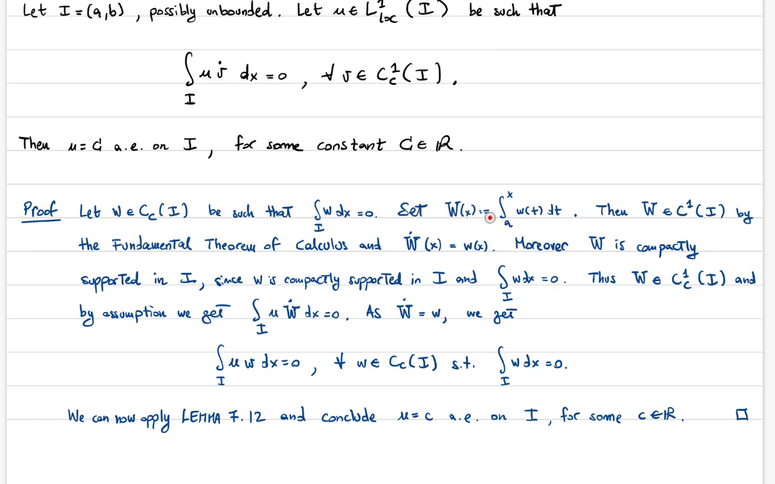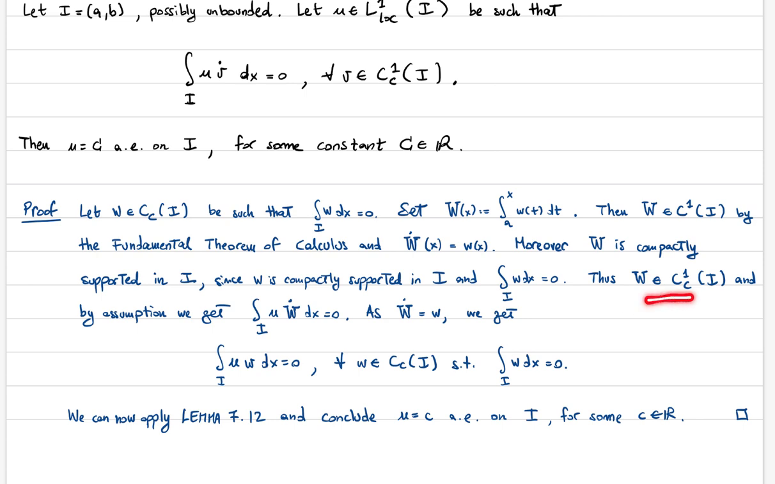Okay, so showing that capital W is zero in a neighborhood of a, and also if you take x sufficiently close to b, so for example b minus epsilon, then if epsilon is small enough, you are intercepting the whole support of w, but we're also assuming that the integral of w is zero. So again, you get that capital W of b minus epsilon is zero for epsilon small enough, showing that capital W is compactly supported.